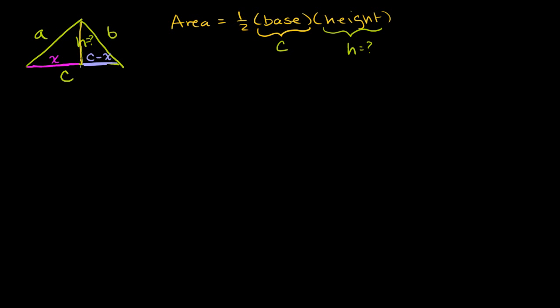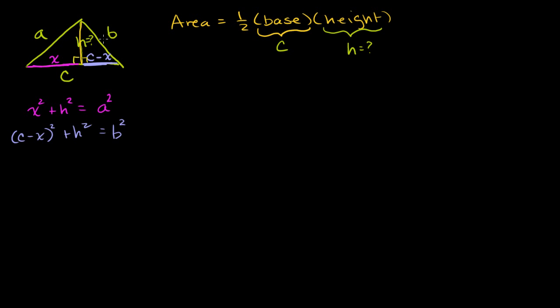And what I could do now, because these are both right angles, and I know that because this is the height, I can set up two Pythagorean theorem equations. First, I could do this left-hand side, and I can write that x squared plus h squared is equal to a squared. That's what I get from this left-hand triangle. And then from this right-hand triangle, I get c minus x squared plus h squared is equal to b squared.